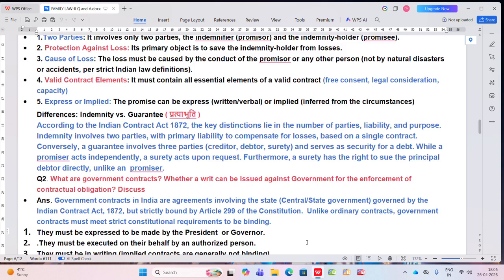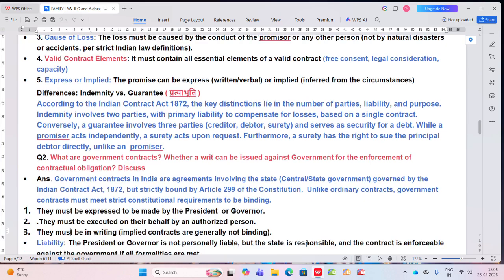They must be expressed to be made by the President or Governor. They are made on behalf of the President or Governor. Second, the important point is they must be executed by some authorized person on behalf of the President or Governor.